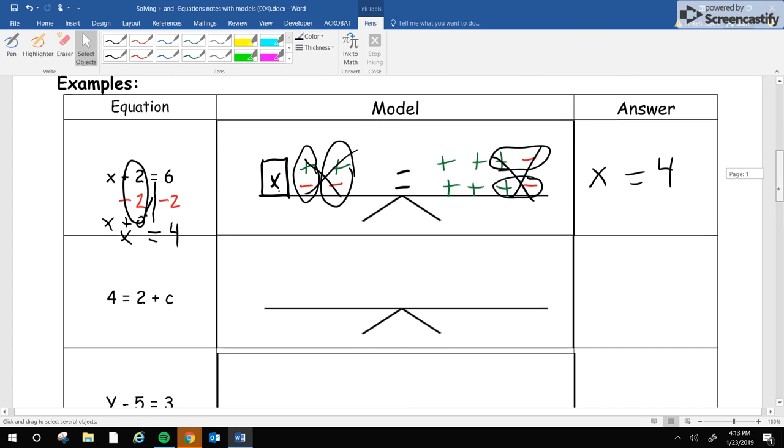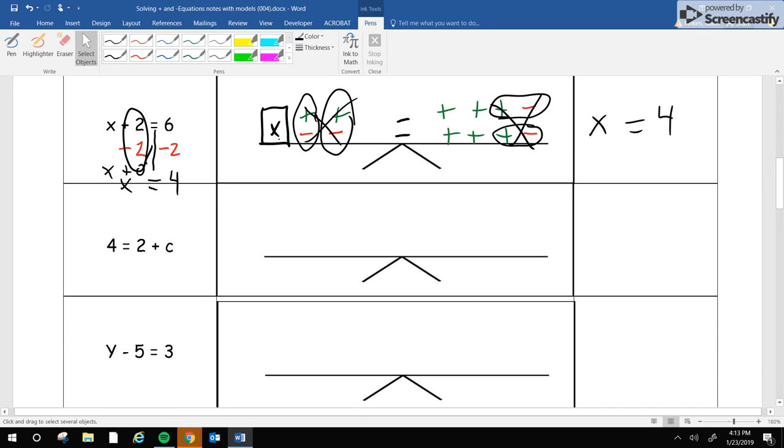Now, the next one, I have 4 equals 2 plus c. So once again, my equal is going to be in the middle. So here, I'm going to have 4 positives. 1, 2, 3, 4. Over here, I'm going to have 2 positives because it's plus 2. 1, 2. Along with a c, which I'm going to use as my variable, it's always going to be my block.